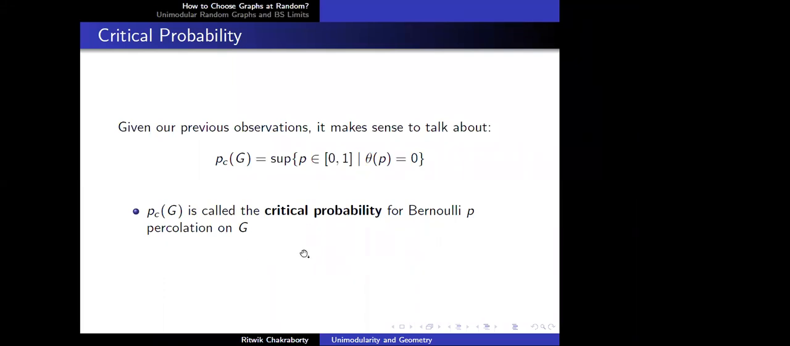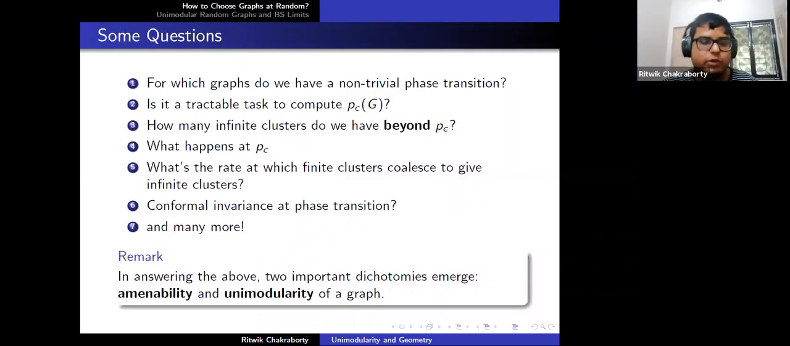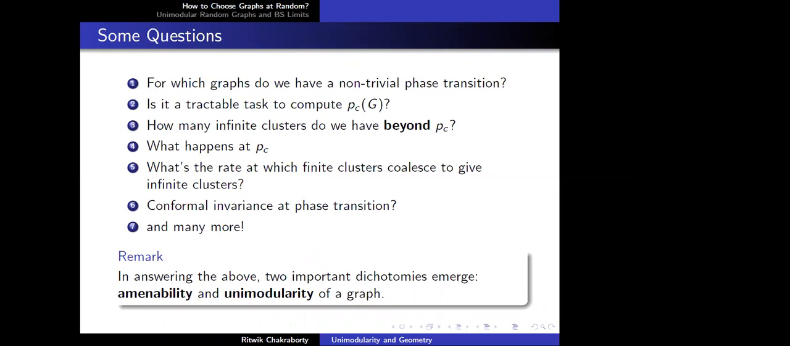So anyway, p_c is called a critical probability. So having established this, we have some quick questions. Yeah. What is the meaning of theta p?